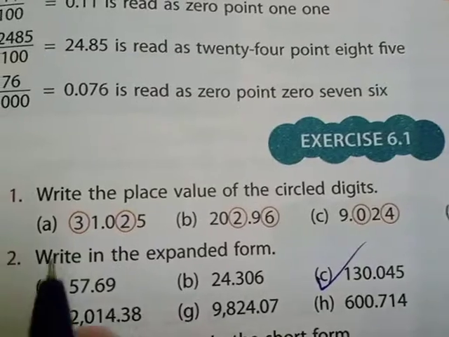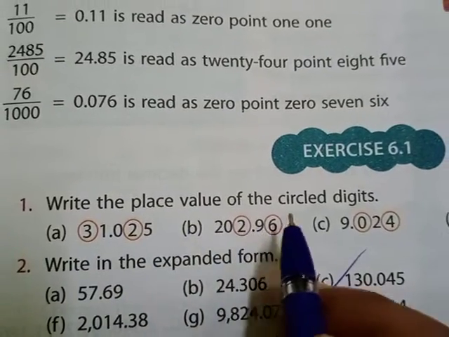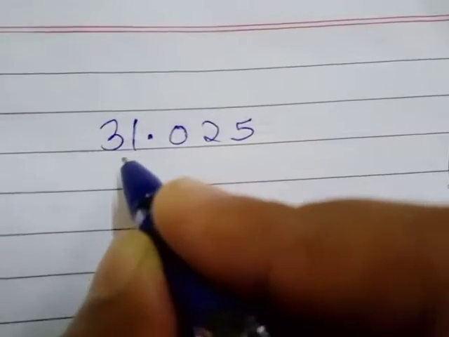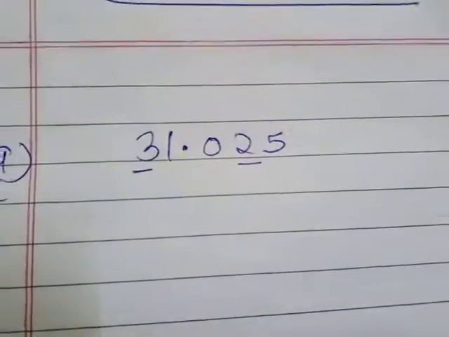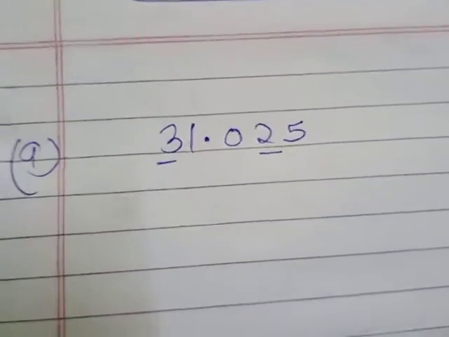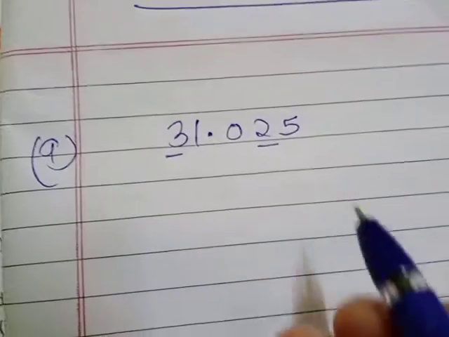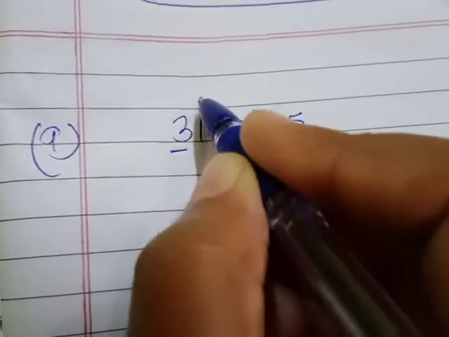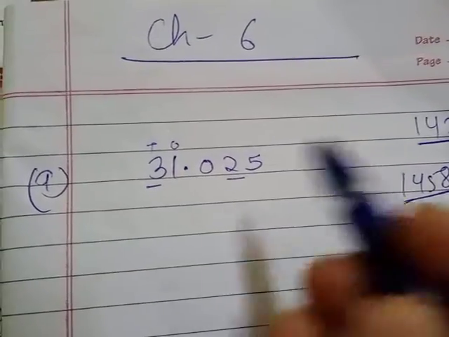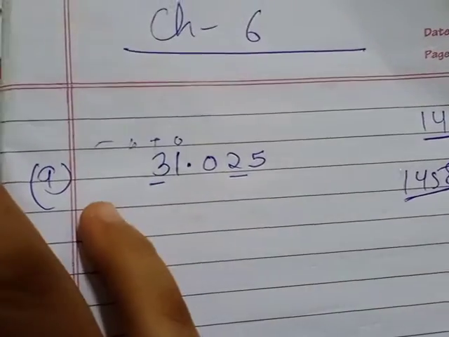So here it is asked to write the place value of these circled digits. Now I'll tell you how to find the place value. Here you have to find the place value of 3 and of 2. If you notice here, this 3 is written where? Before the decimal, right? So before the decimal, whatever place value we have to write, we read as ones, tens, then hundreds, thousands, 10,000 and so on.